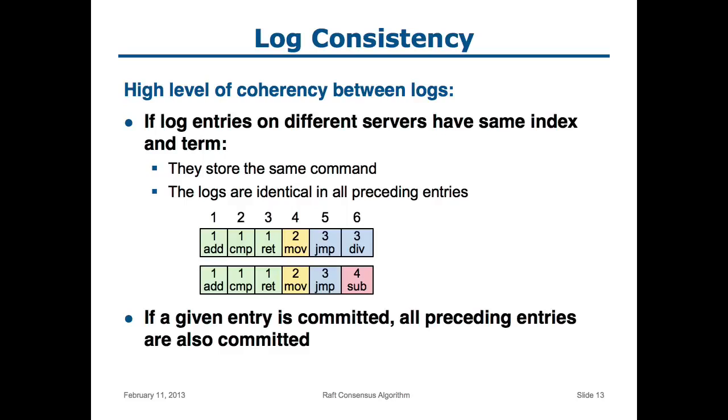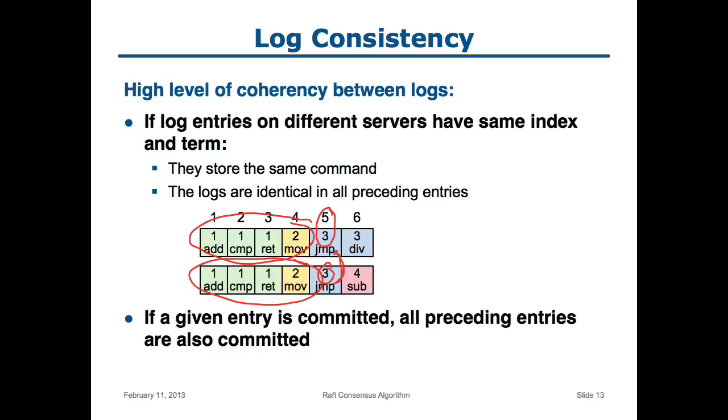The first property is that the combination of an index and a term uniquely identifies a log entry. That is, if two log entries are in the same log index position and they have the same term, then it's guaranteed that they will also have the same command. And furthermore, it's also guaranteed that if two entries have this property, then all preceding entries in those logs will also match each other. So the combination of a term and an index uniquely identifies an entire log from its beginning up to that point.